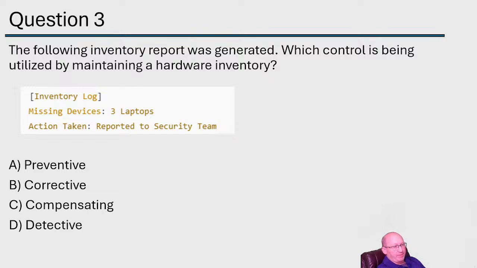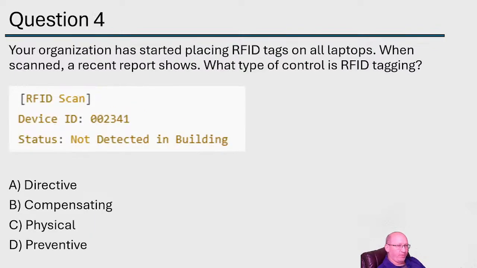We have the 3 laptops taken, and we reported to the security team so they can detect or investigate the issue. That would be a detective control. I know it's a roundabout way to say it, but it is definitely the answer. There we go, detective control. You get one of them right? All right, question number 4.